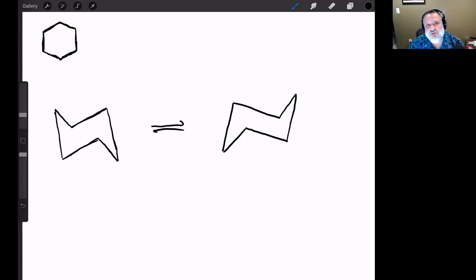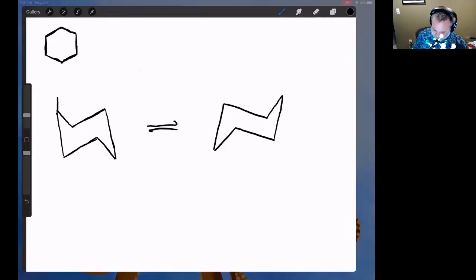And I start at the top leftmost corner of each structure when drawing the bonds. So on the left structure, I'll start at the top leftmost carbon, and I'll place the axial bond here. Now remember, the reason we call it an axial bond is because, I'm going to actually stop sharing my screen so we can see this a little bit better.